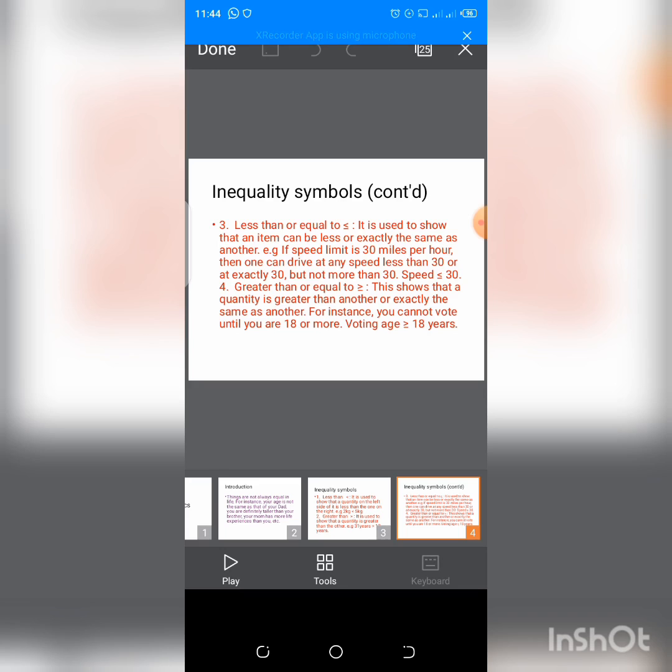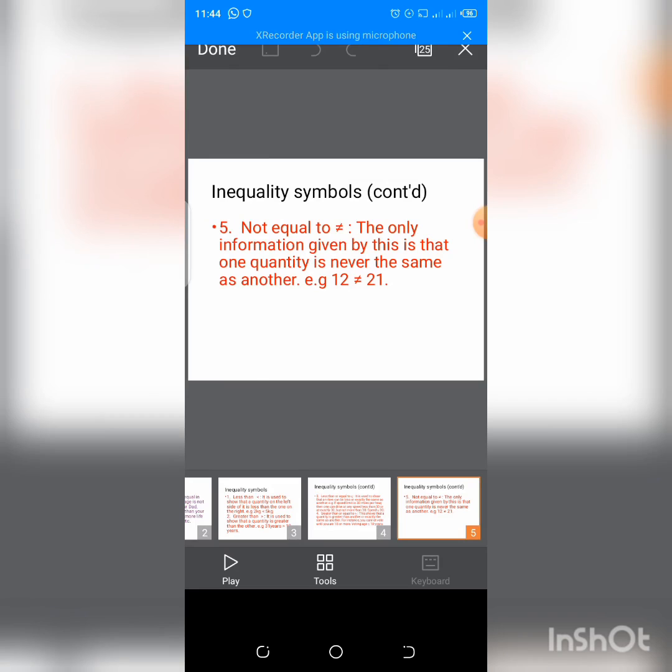The fourth one is greater than or equal to. That one is to show that a quantity is greater than another, or it can be exactly the same as that other quantity. An example is the voting age. When we say the voting age is 18 years, it doesn't mean only those who are 18 can vote, but those who are also greater than 18 can vote. So that is greater than or equal to. The fifth one is not equal to. The only information given by this one is that two quantities are never the same. The symbol for that is writing the equality symbol and drawing a slash across it.